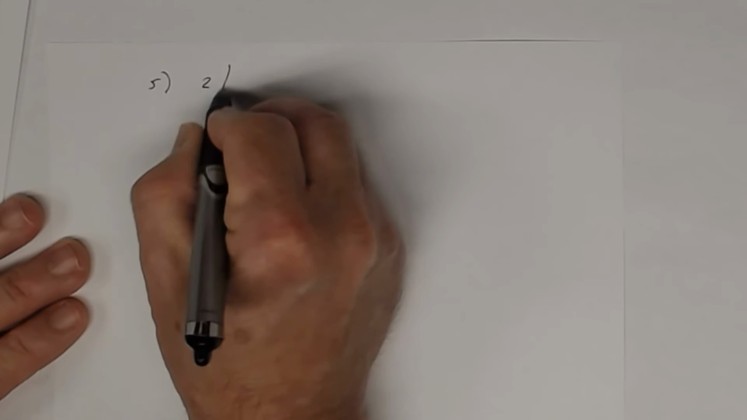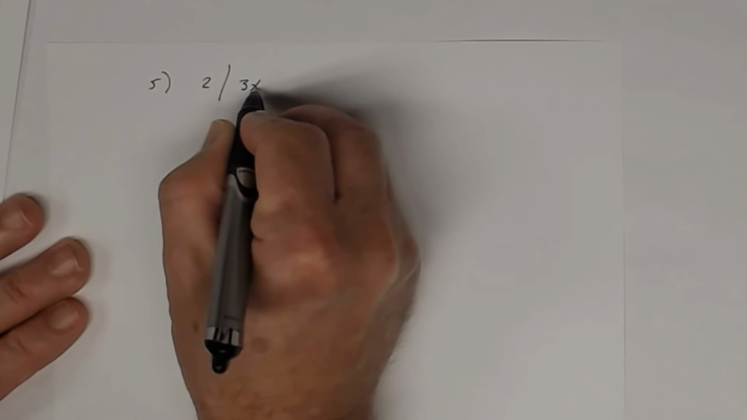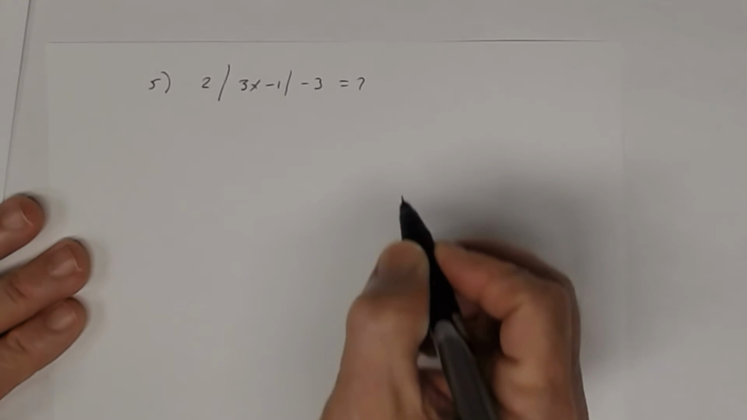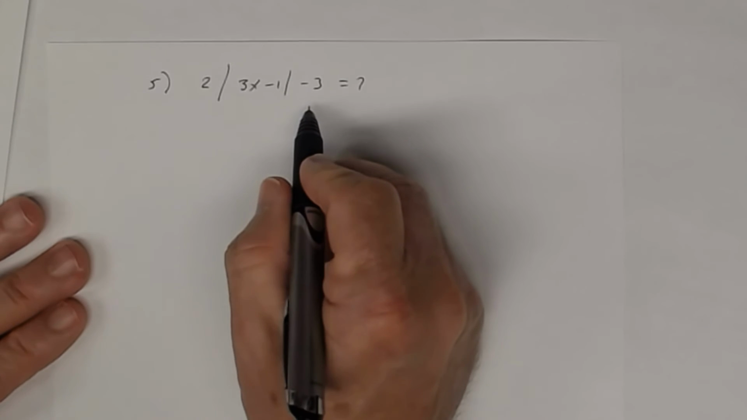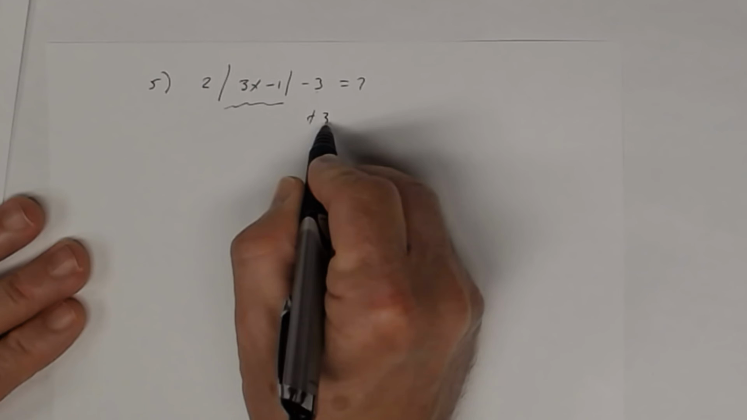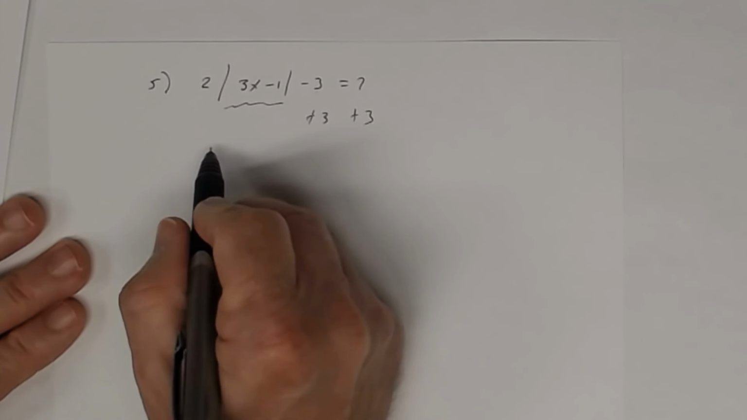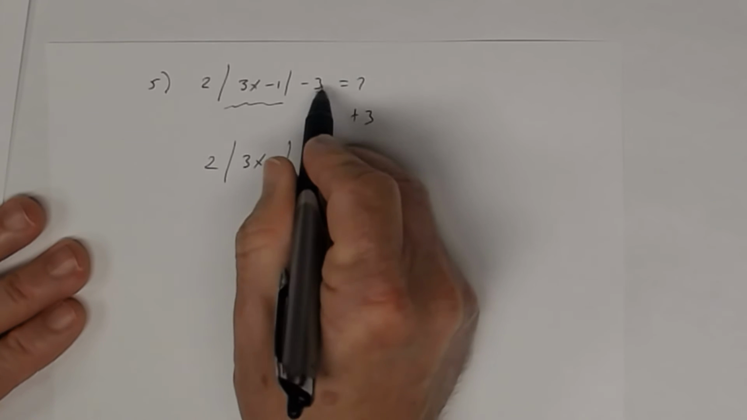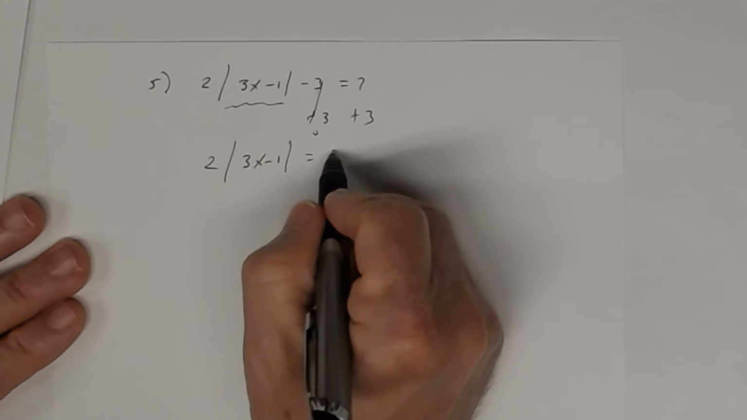Okay, so now let's look at number 5. So we have 2 times the absolute value of 3x minus 1 minus 3 equals 7. Okay, so remember we've got to get that absolute value expression by itself, so let's go ahead and add 3 to both sides. And so when I combine like terms, I get 2 times the absolute value of 3x minus 1, this is 0, equals 7 plus 3, which is 10.